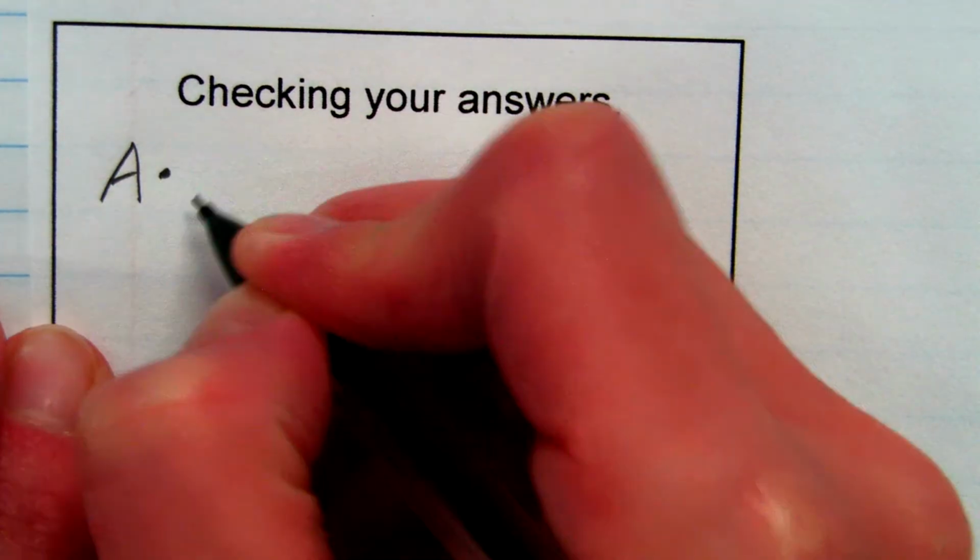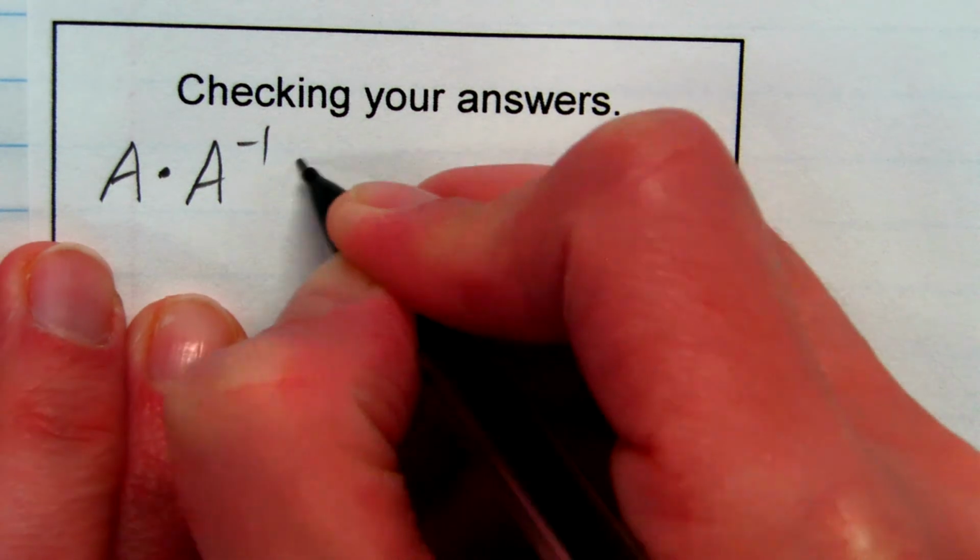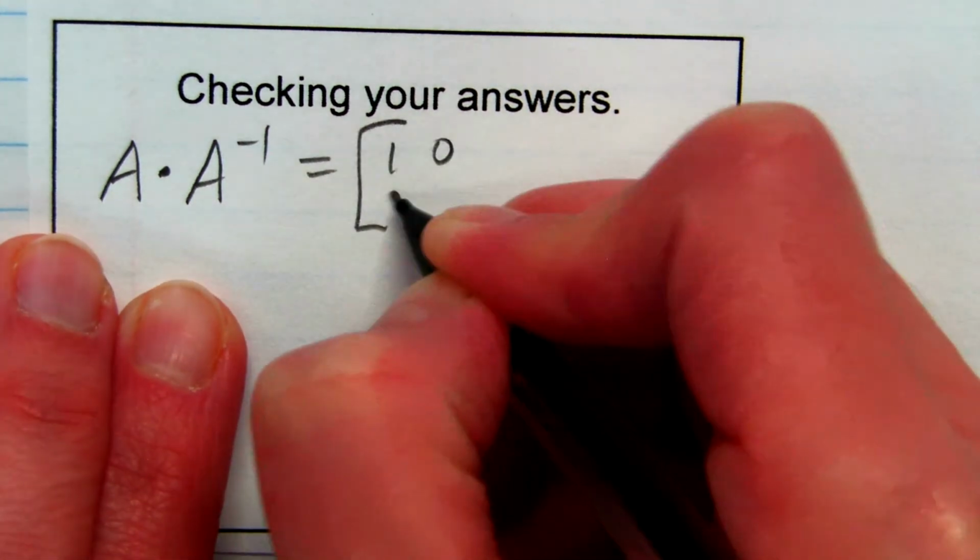So if you're taking a matrix times its inverse and it's 2 by 2, you'll get 1, 0, 0, 1.